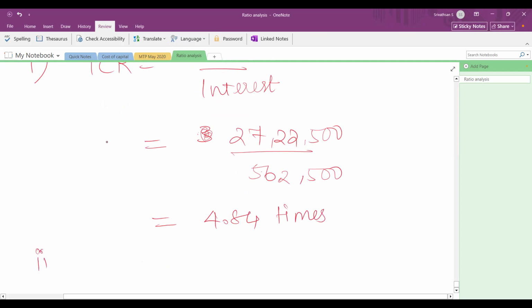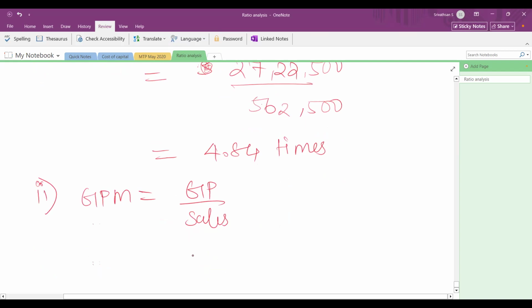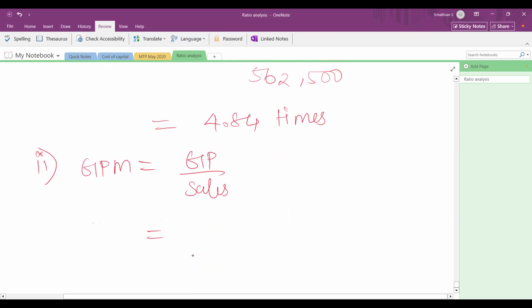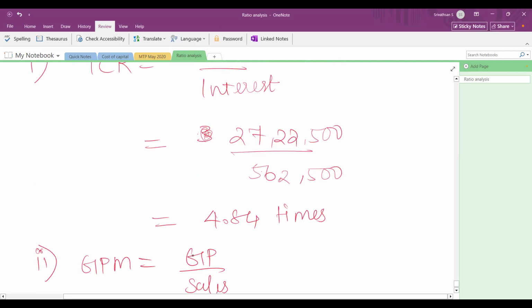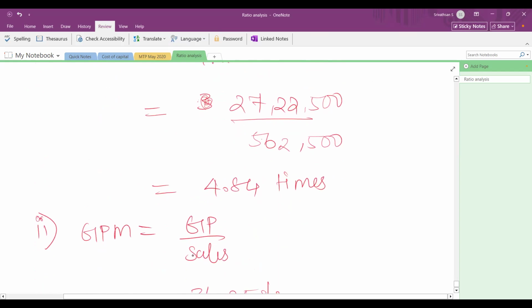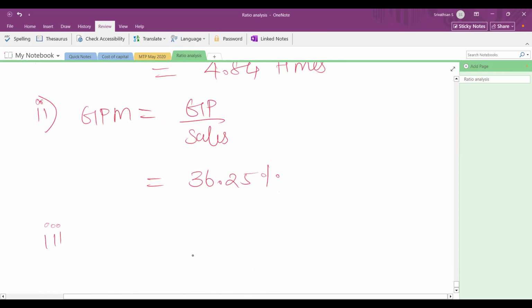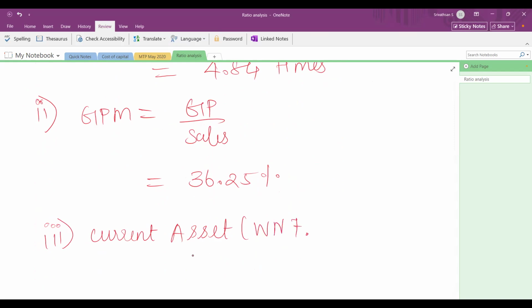Next, second requirement of the question is to calculate gross profit ratio, GPM, for which the formula is gross profit by sales. What is gross profit by sales? You tell me the ratio directly. Clear? Next, third requirement, current asset. So from working note 7, equating the numbers.